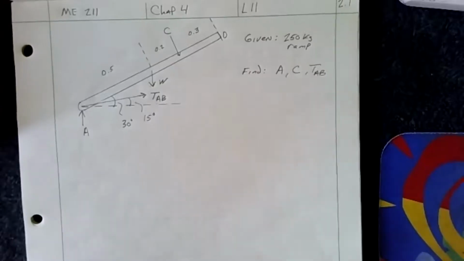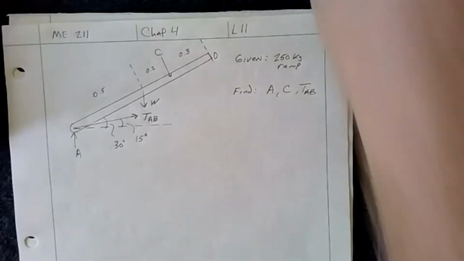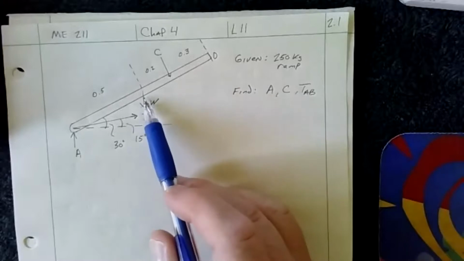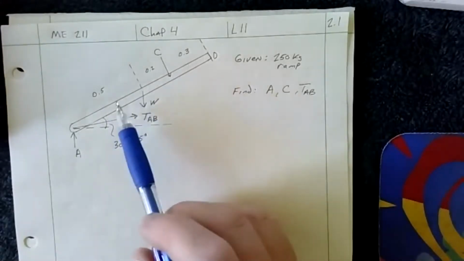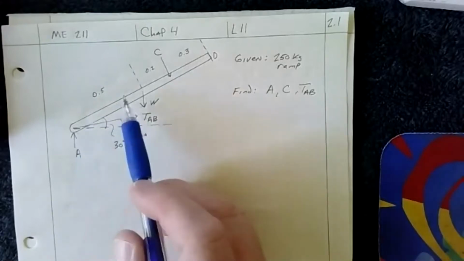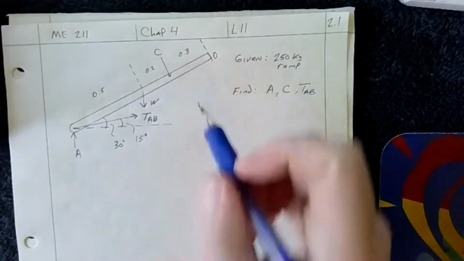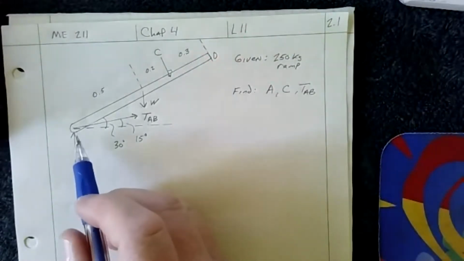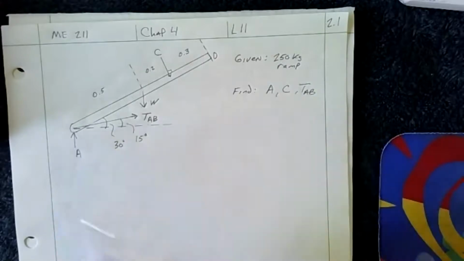So here we have it. We have the 250 kilogram ramp, so that's going to be at W, our center of gravity. That's going to be halfway up the ramp. We have our 0.5, 0.2, 0.3, and then C, as I said, is normal to that. And then we have our reaction at A, which is just a vertical because of the rollers.